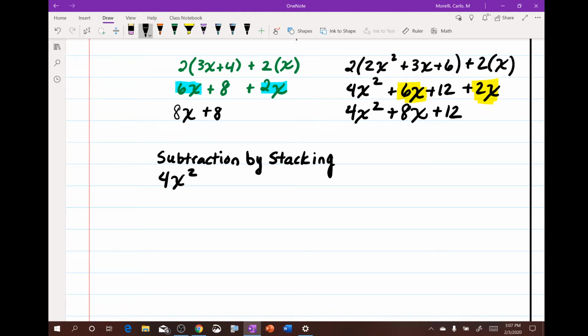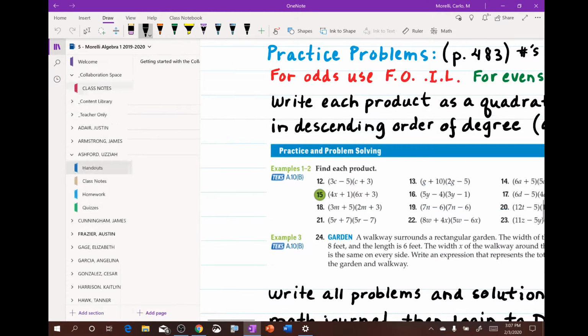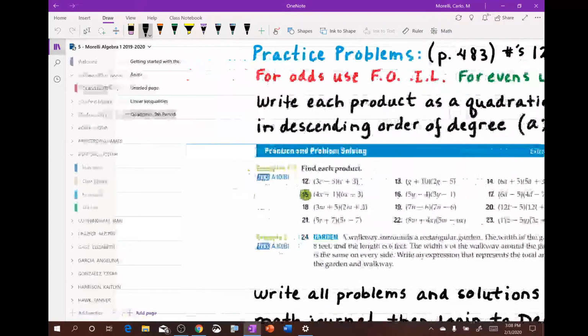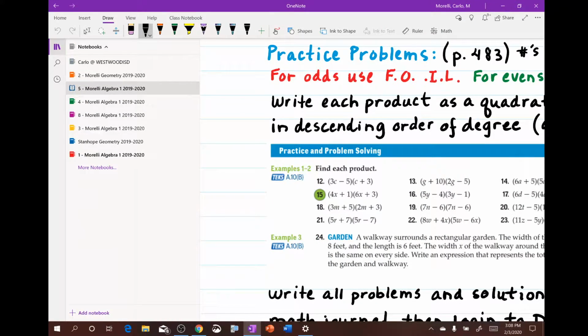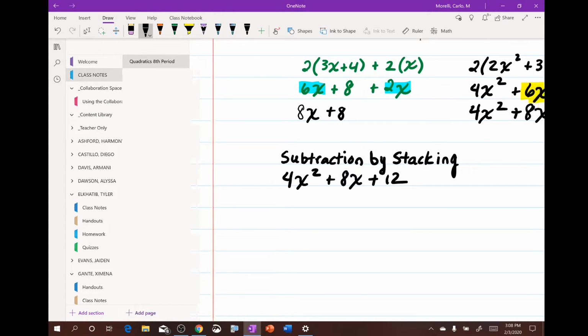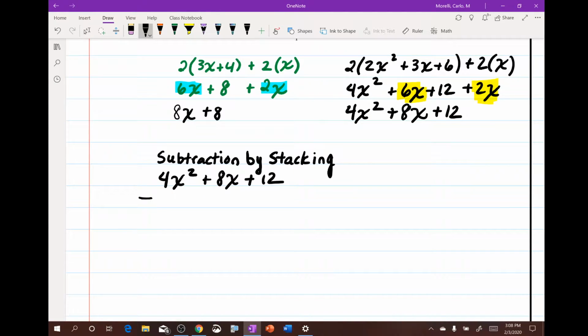Okay. All right. So 4x squared plus 8x plus 12. And then just do, sorry. I touched something and now it all changed. Hold up. There we go. Minus 8x plus 8. And you want to line up the 8x and the 8 underneath the terms that go with it. So I'd put the 8x over here. Plus 8.